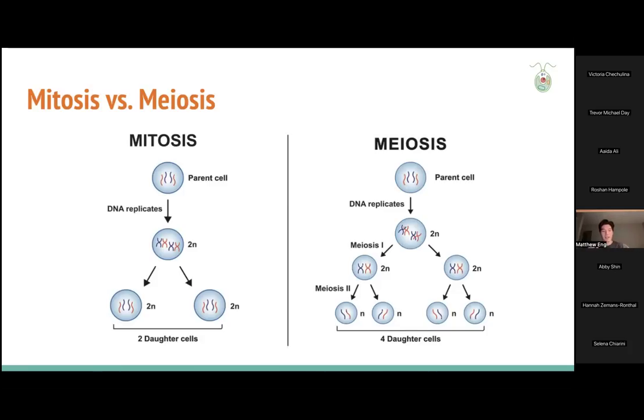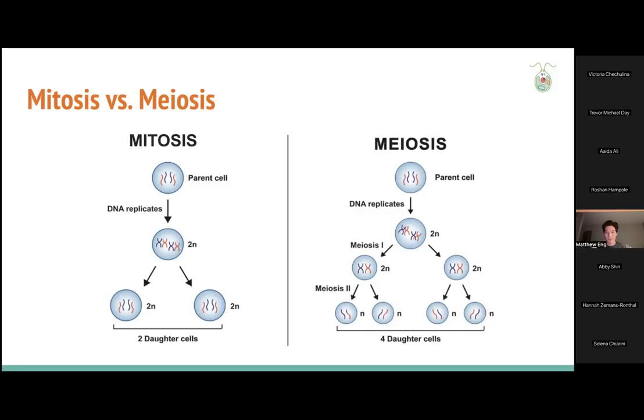If you look at this picture on the left here, you see that in the parent cell, once the DNA replicates, we're still at 2N for our ploidy. And once those cells divide, we still have that 2N ploidy there. So there's no change in ploidy when we're undergoing mitosis.